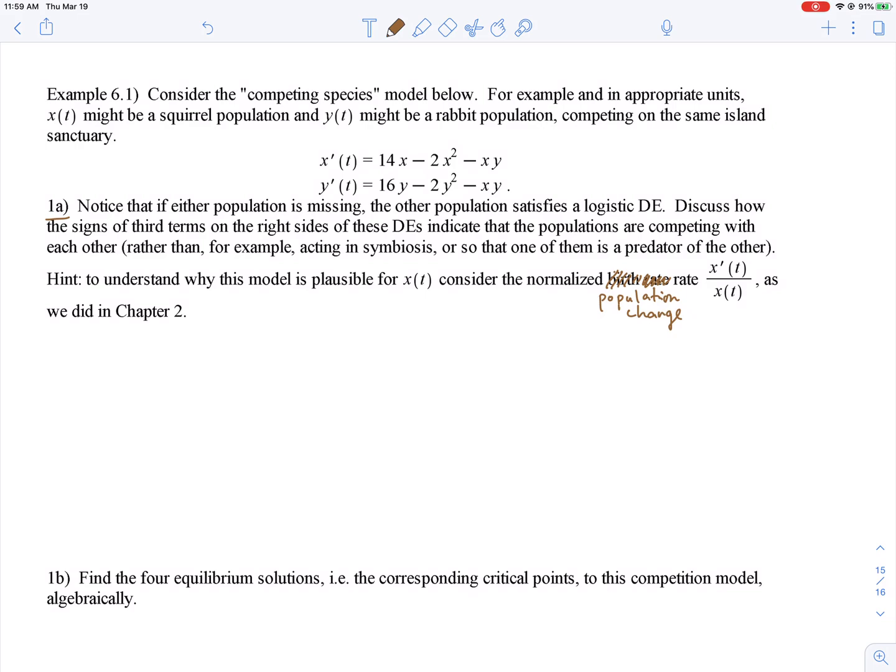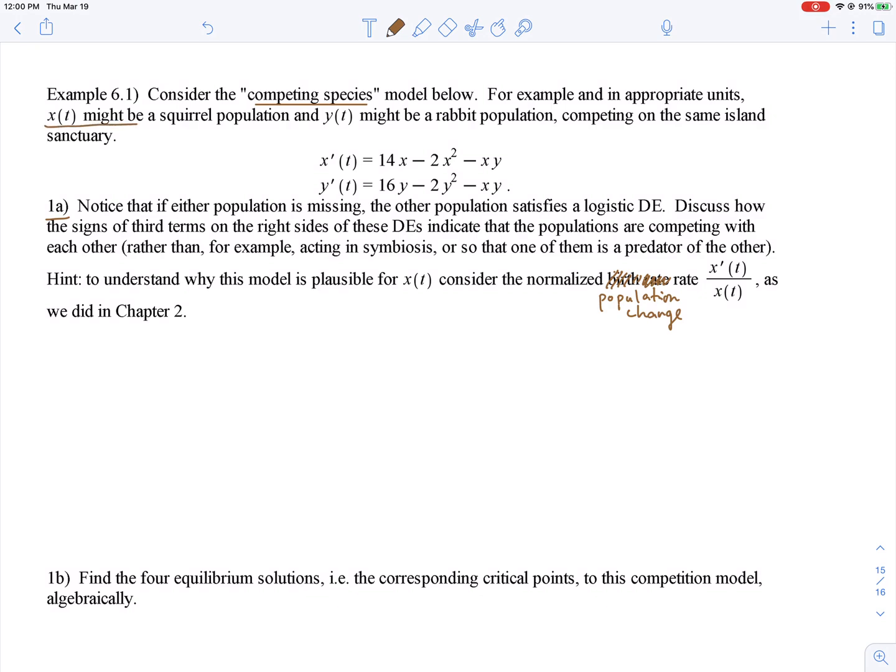Okay, so in this video we're just going to introduce the kinds of things we'll be studying in the rest of chapter 6. Often we'll be studying two interacting populations. So this is an example of what's called a competing species model, and I'll explain why it's competing in a minute.